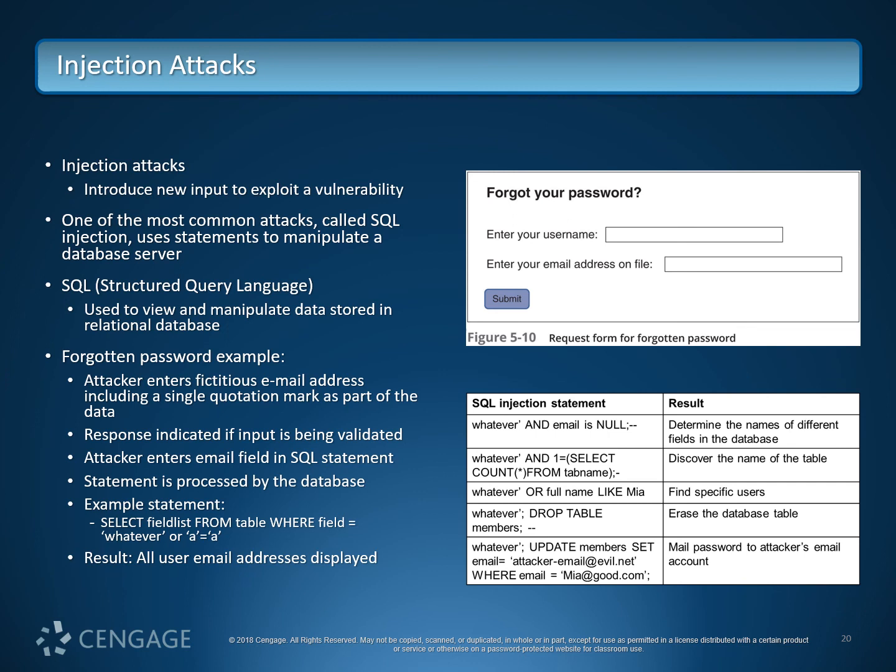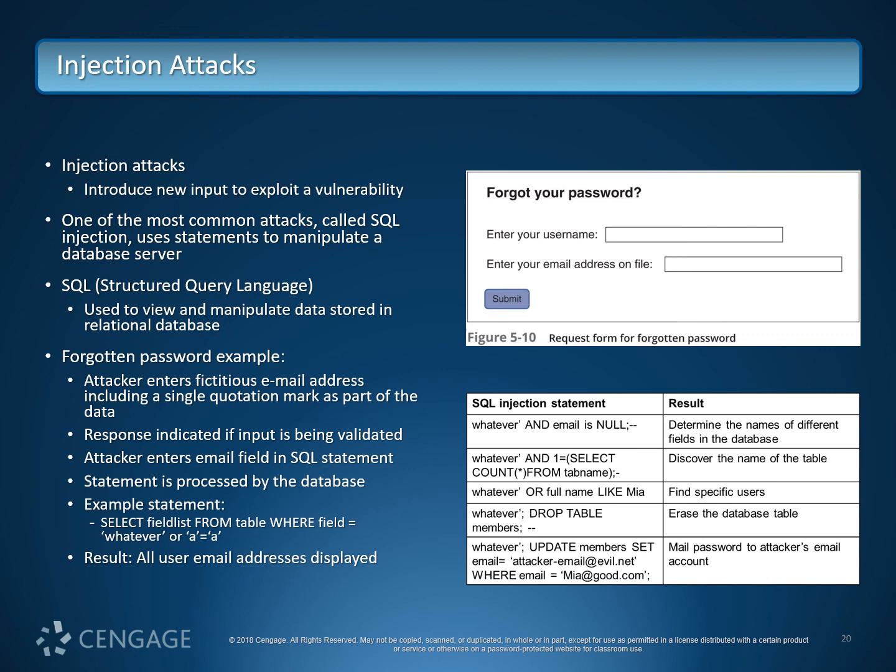The forgotten password example runs like this. An attacker enters a fictitious email address including a single quotation mark as part of the data. Now, SQL has some minor issues with quotation marks. Now, there are some sanitization things that are done here, but not a lot. The response indicates if the input is being validated, whether or not it kicks back a particular item. So we can figure out the different names of the field in the database, the name of the table, specific users, erase the table, or we can set it to transition information to a remote site or email.